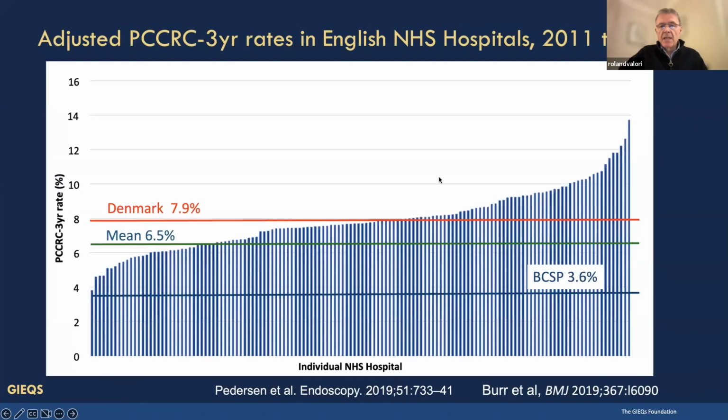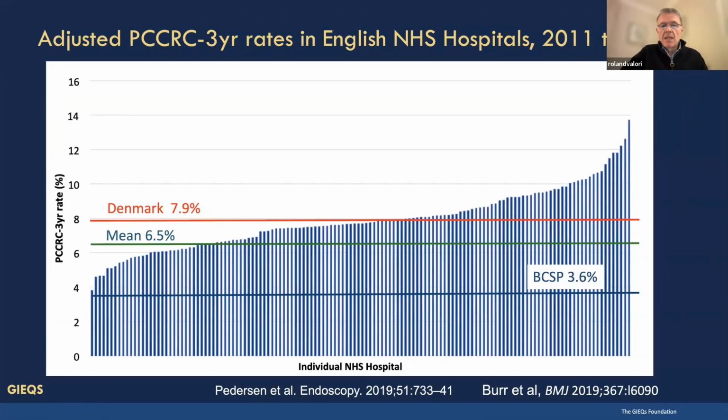Now, we see in lots of studies, whatever performance indicator we look at, we see variation in activity, in performance. And here we have the post-colonoscopy colorectal cancer 3-year benchmark rates for English hospitals in 2011 to 2013. And we see a big difference across the 140 odd hospitals there.